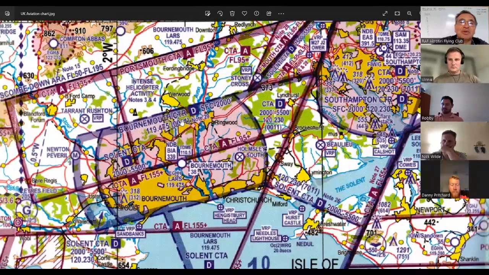Though. Can you see how you've got this Class A here? Can you see it says Class A here? Flight level 135 and upwards is all Class A. You can see here, and this square here is flight level 95 upwards, Class A airspace. But then sitting underneath this Class A airspace is Bournemouth's control zone. And this is Class D airspace, surface to 2,000 feet.